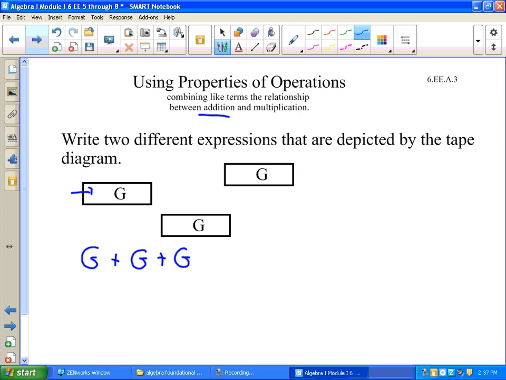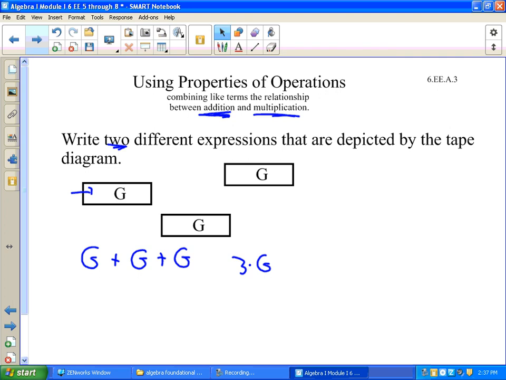But what is it that I can also do for the other expression? I have 3 piles that are exactly the same size. How big are they? They are G big. So 3 times G. That's what some of you might be saying. And that's exactly right. 3 times G. Do you see the relationship between addition and multiplication?